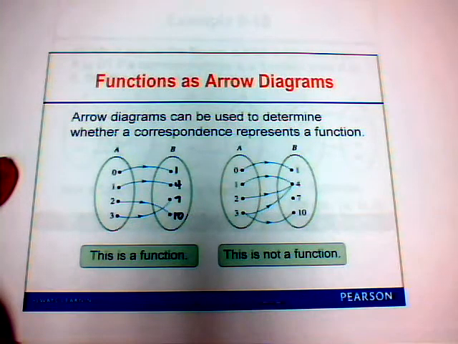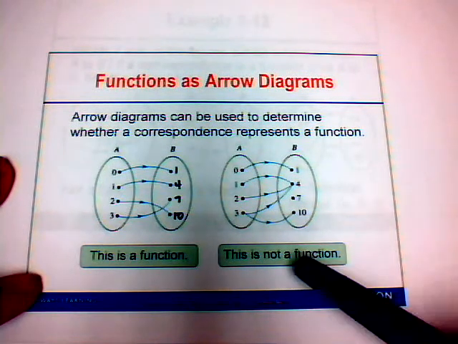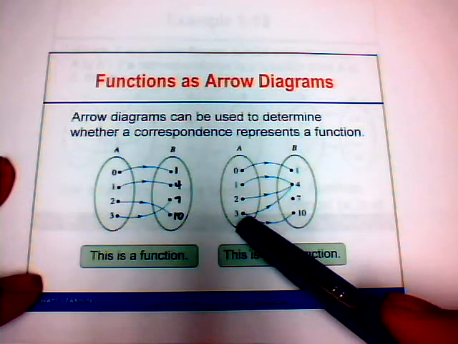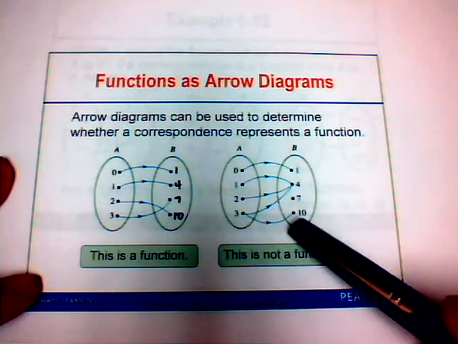On the right side, this one is not a function because if you see here, 3 is paired with two different numbers, 4 and 10.